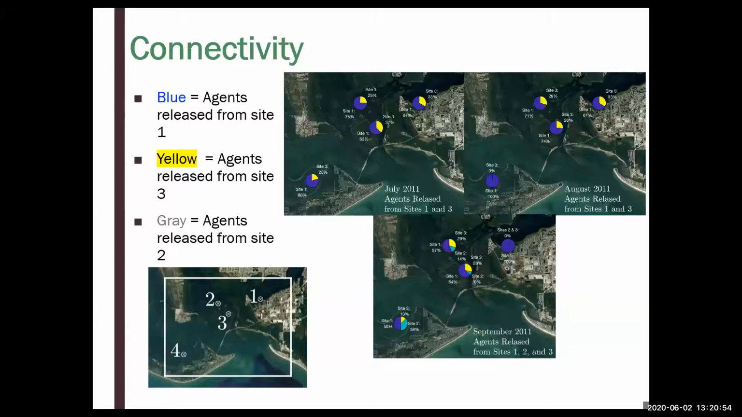If we look at the bottom figure, which is our September simulation, agents this time were released from sites 1, 2, and 3. And we once again see that at least 50% of the settlement were agents released from site 1. So these results indicate site 1's role as an important larval source to the downstream sites, but also it shows the roles that the individual sites play with supplying agents to each other's sites. Next slide, please.